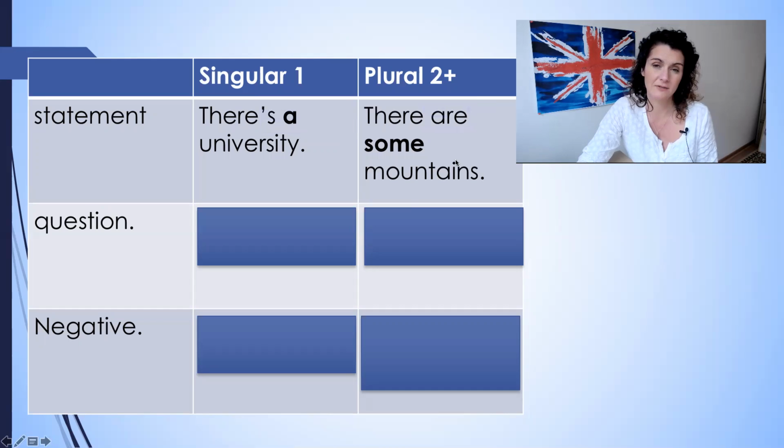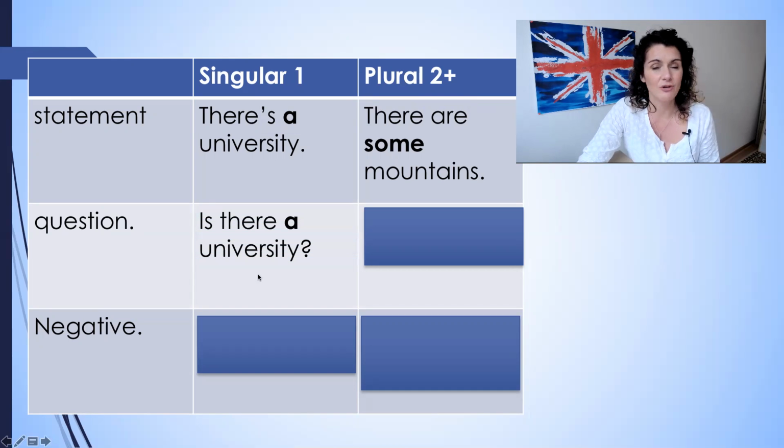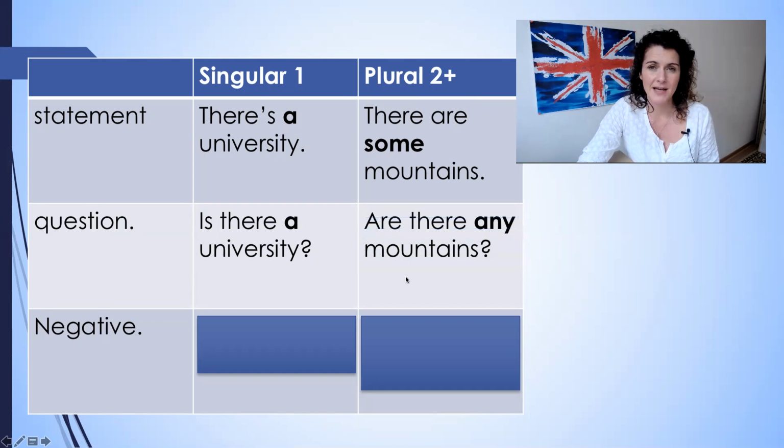There are some mountains. Okay, let's change these to their question form. What's going to be here? Is there a university? And how about this plural phrase? Are there any mountains?